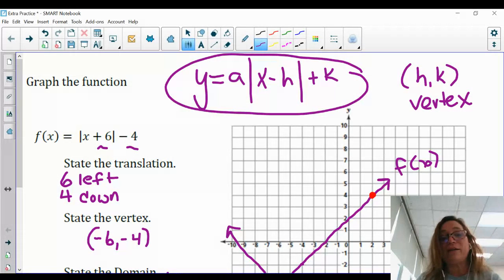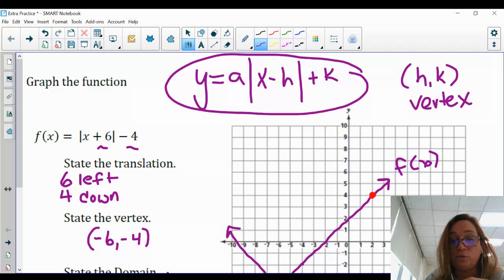And use your graphing calculator to help you. Because if you type that in your graphing calculator, then it's going to show you that it went 6 to the left. You don't have to imagine these things. Use your calculator and actually look at it.